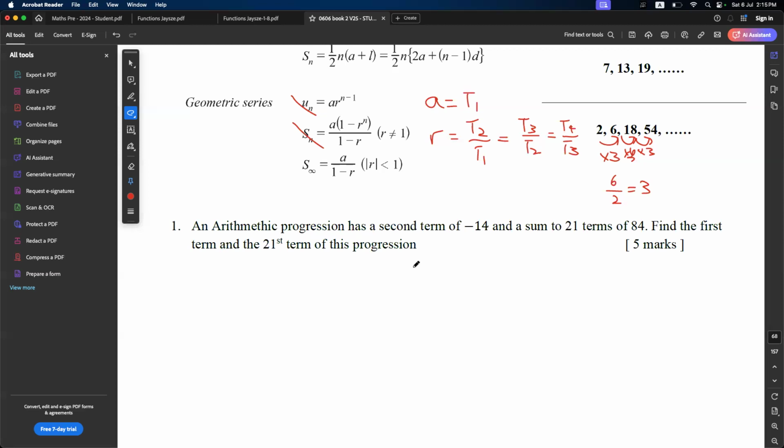Why does it mean modulus of R must be less than 1? What does it mean?